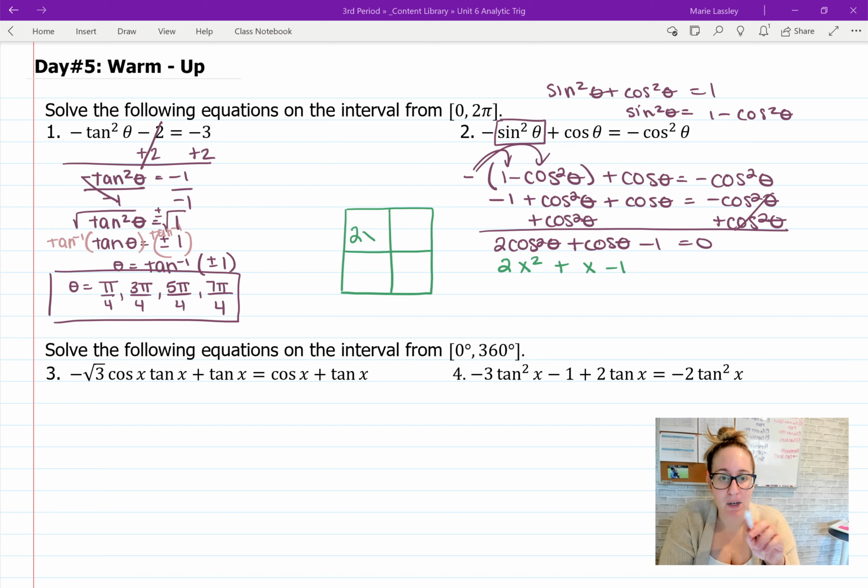And then to find the numbers for the diagonal, remember you have to multiply the first number, the 2, times the negative 1, which gives us negative 2. We're looking for two numbers that multiply to negative 2 and add to positive 1. That's going to be positive 2 and negative 1. So that's what we're going to put in our diagonal boxes if it ever loads.